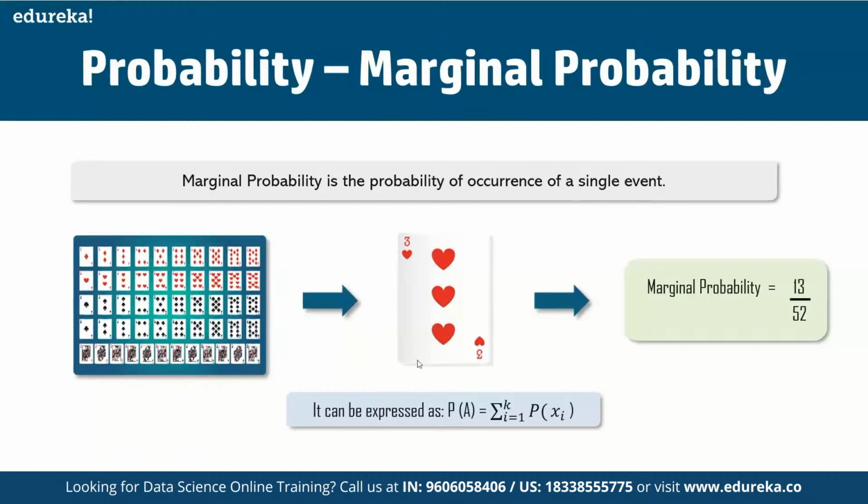So here we are checking what is the probability of getting this particular card. It is a 3 and heart. We have a deck of 52 cards. And what is the probability that we are going to get this value? So we are going to express it as P(A) = sigma i equal to 1 to k of P(xi). So if I'm very particular, I want a 3 and a heart, then it is going to be 1 by 52. If we want only a heart here, then it is going to be 4 by 52, right?